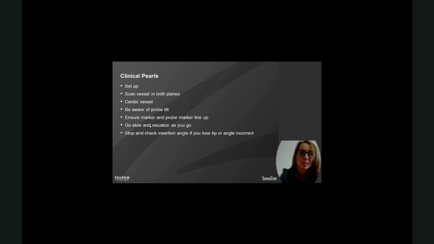Okay, and like I said, practice. There are lots of sites online that give you recipes to make your own gel phantoms, or you can buy your own phantom, but it's definitely worth the investment.